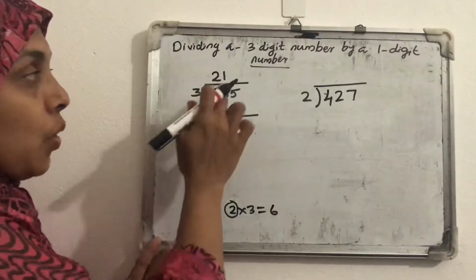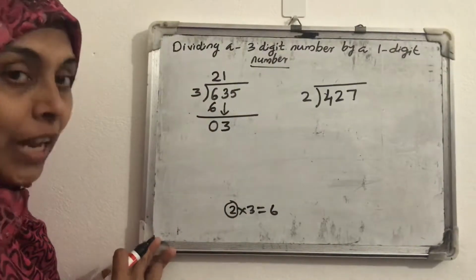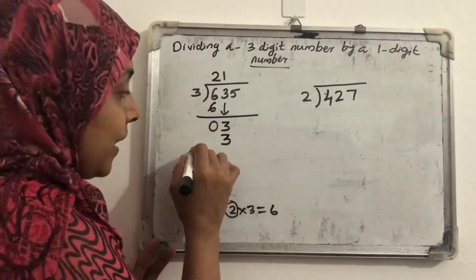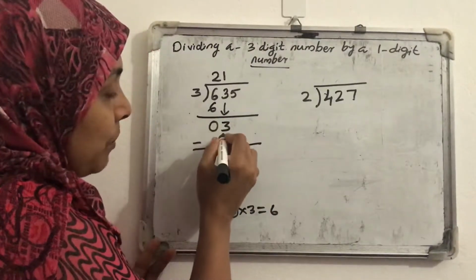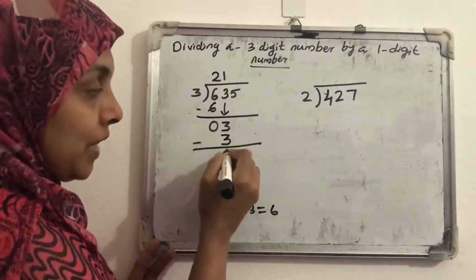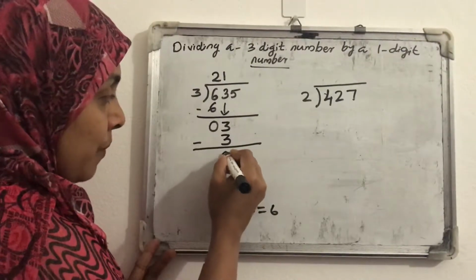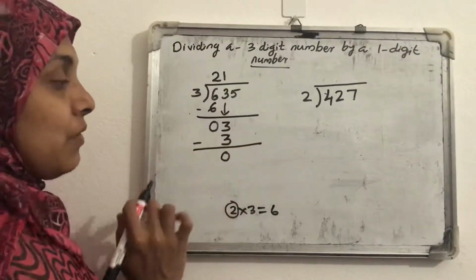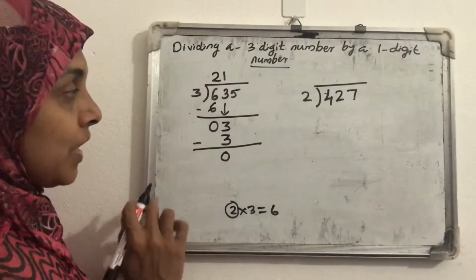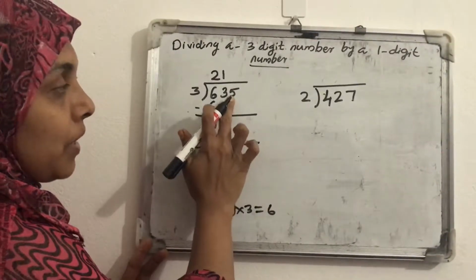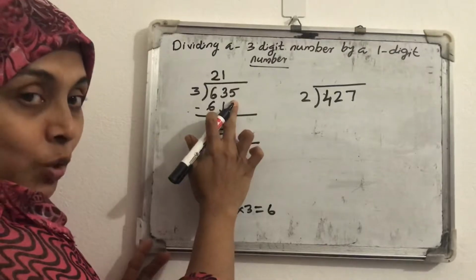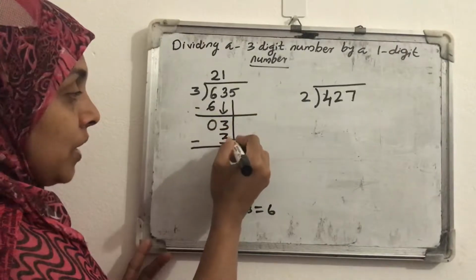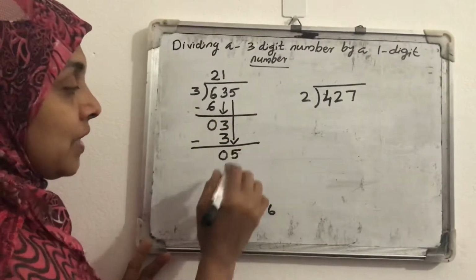Next step, 1 multiply with 3. 1 into 3 is 3. Again we write it below this 3. Next we subtract 3 minus 3, that is 0. Next, what is the next step? What digit remains in this dividend? 5 is also there, the ones place digit. So next we bring down this 5 next to this 0.